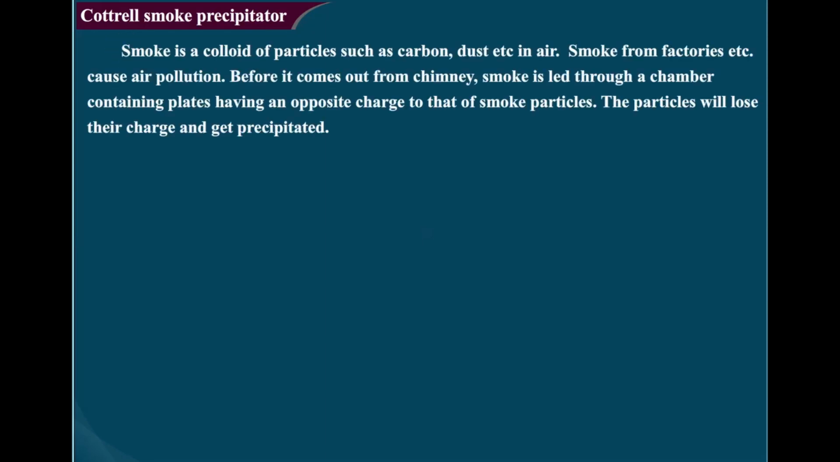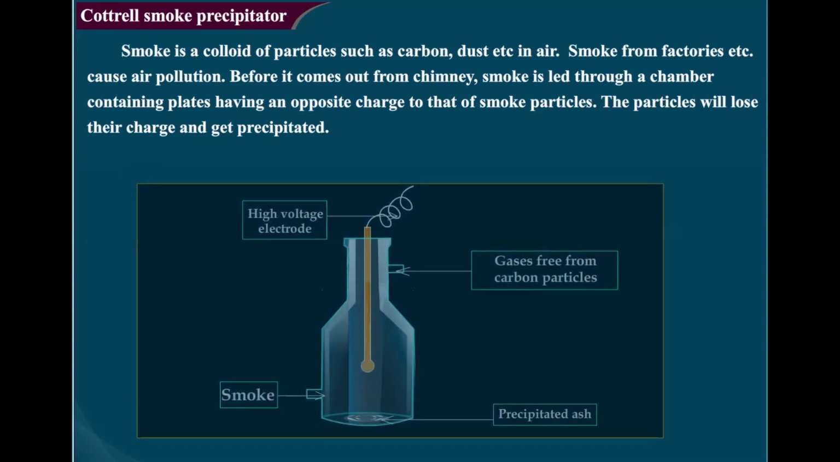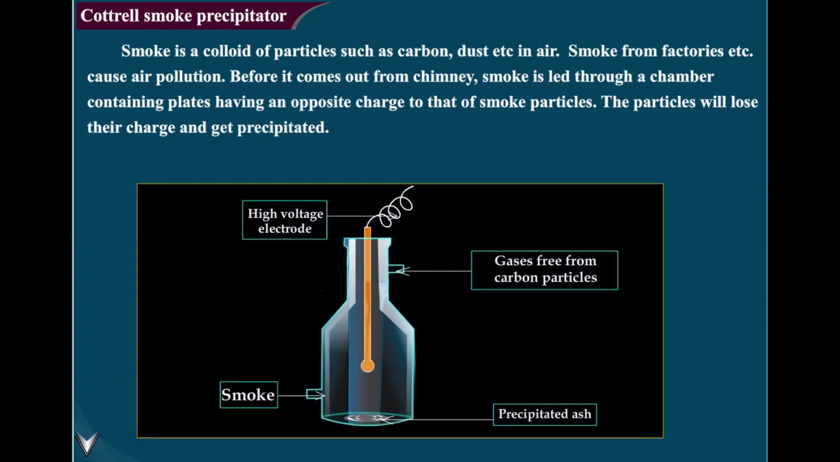Repeating it once again, smoke is a colloid of particles such as carbon, dust, etc. in air. Smoke from factories causes air pollution. Before it comes out from the chimney, smoke is led through a chamber containing plates having an opposite charge to that of smoke particles. The particles will lose their charge and will get precipitated. So here you can find the smoke is going out the chimneys. Inside the chimneys, a Cottrell precipitator is attached. The smoke will go in, and on passing through the plates, it will lose the charge, and the gas that goes out will be free of these impurities. Thank you.